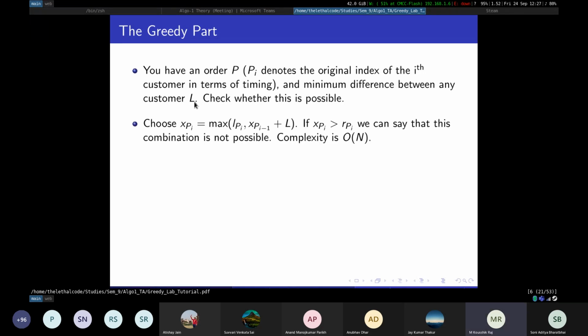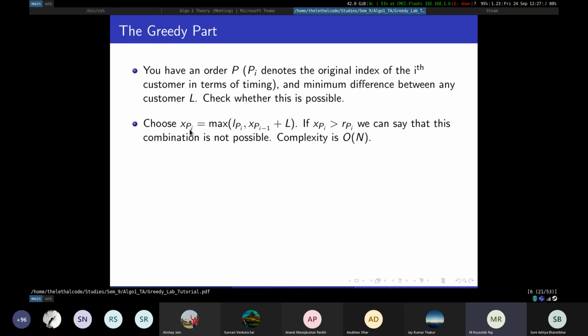What you have to do. So basically, you're choosing XPA. We are iterating over in the order of PA. So if it's 231, we'll first check the second customer because we know that customer is the one who's coming first. Next will be the third customer. Next will be the first customer, in terms of the given input.